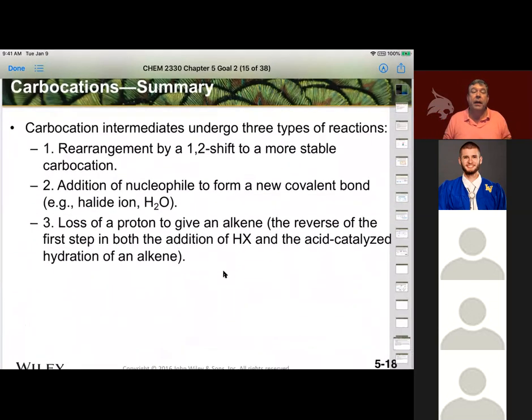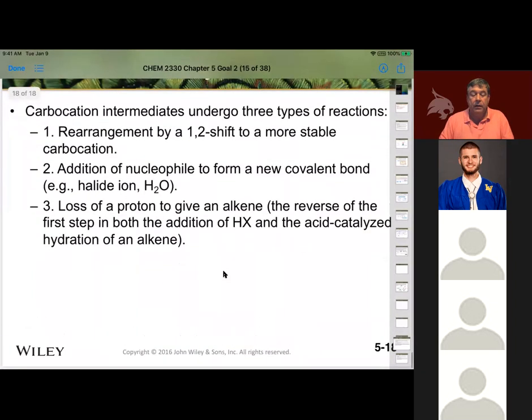So when we have carbocations as intermediates, we look for the 1-2 shift to get the more stable cation. We also look for the addition of the nucleophile to form that new covalent bond: the chlorine, the alcohol, the whatever. Okay. And the loss of a proton to give the alkene, which is the reverse step, is also very commonly seen in some of these reactions as well. All right, questions on just carbocations? This was all about carbocations, what they look like, and how they move around.